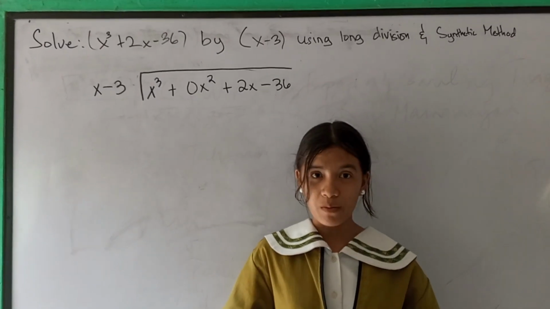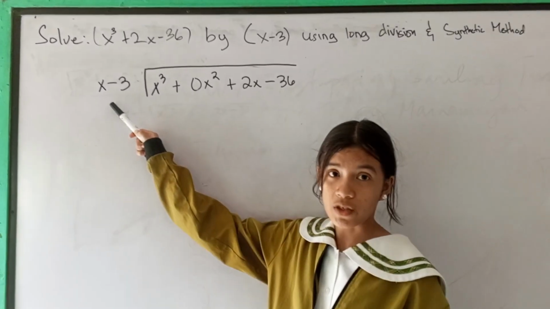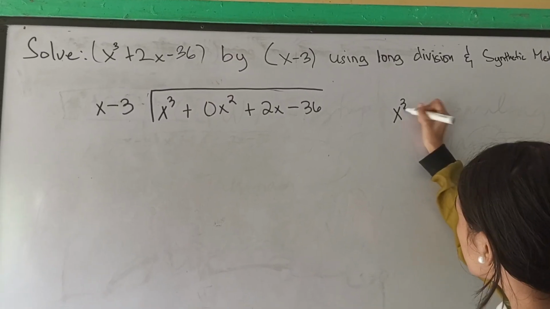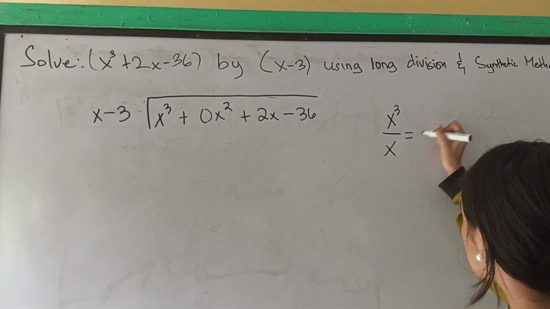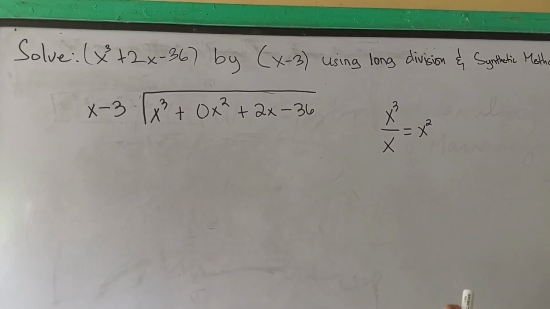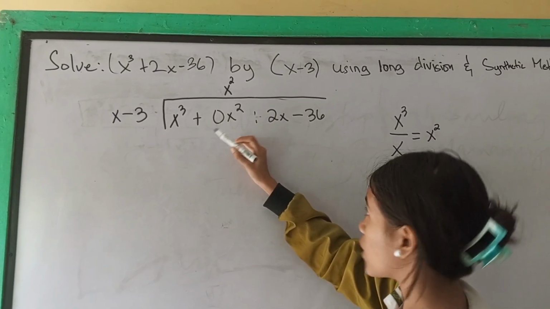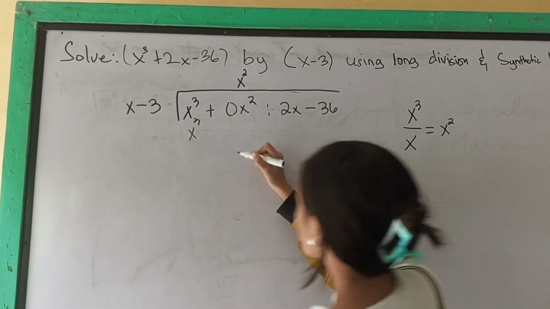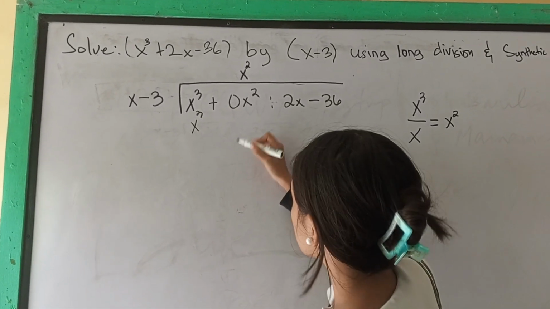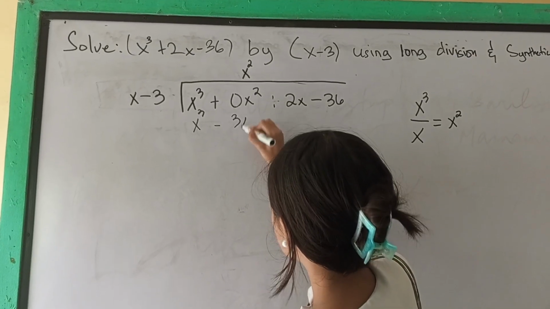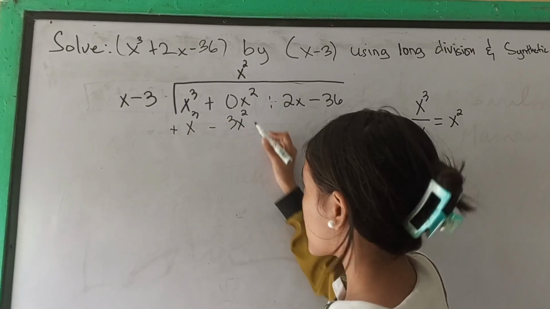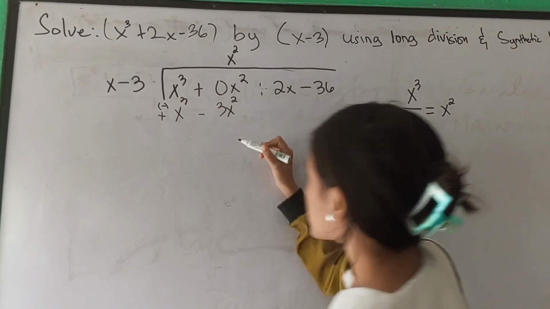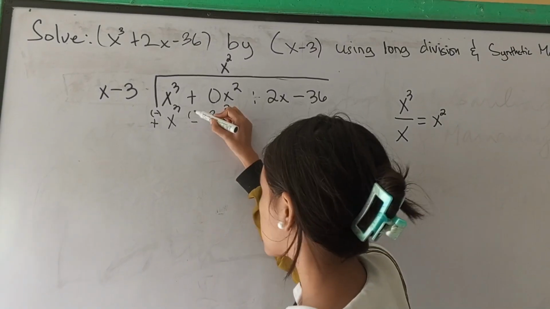So in dividing polynomials, we need to divide the first term of the dividend with the first term of the divisor. So x cubed divided by x is x squared. So we multiply it to the divisor. So x squared times x is equal to x cubed. x squared multiplied by negative 3 is equal to negative 3x squared. So since x cubed is positive, we change it to negative. And since 3x squared is negative, we change it to positive.